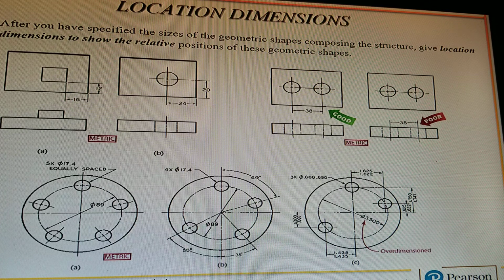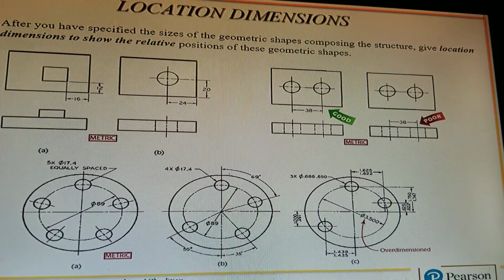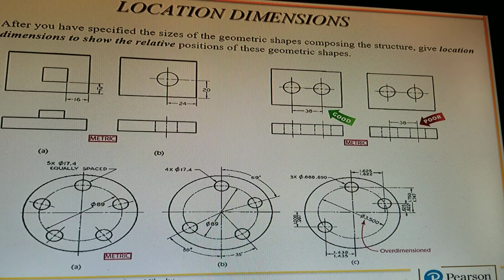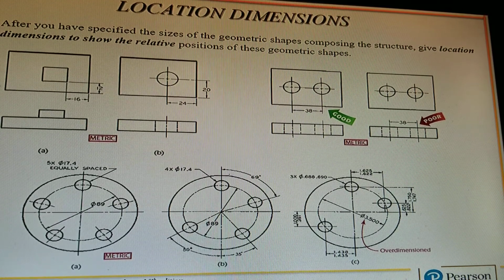Location dimensions. Okay, after you have specified the sizes of a geometric shape composing the structure, give location dimensions to show the relative positions of the geometric shapes. So in A and B, you have location dimensions. In A, you're locating the corner of that rectangle in the top view. In B, you're locating the circle in the top view.